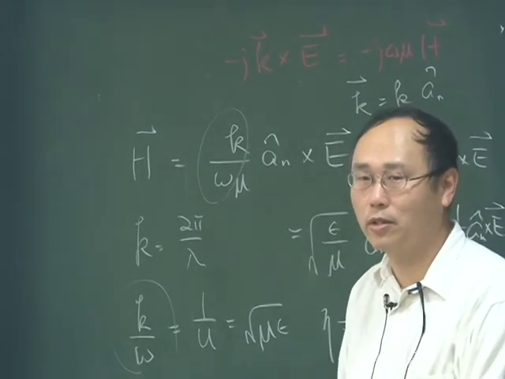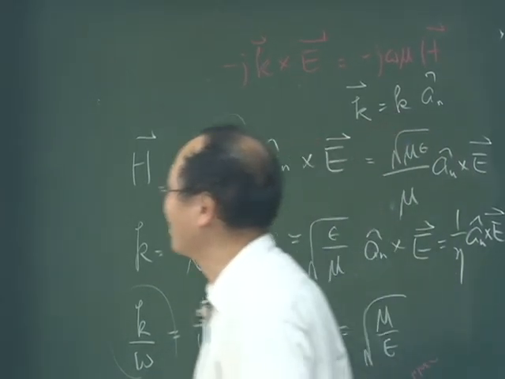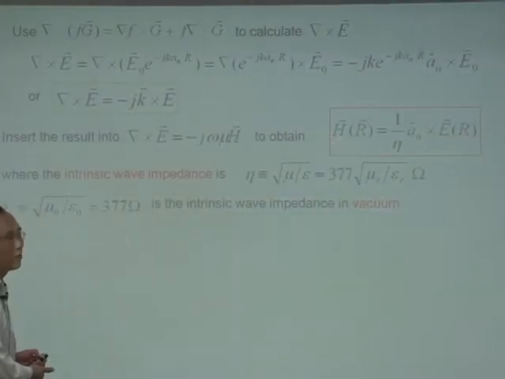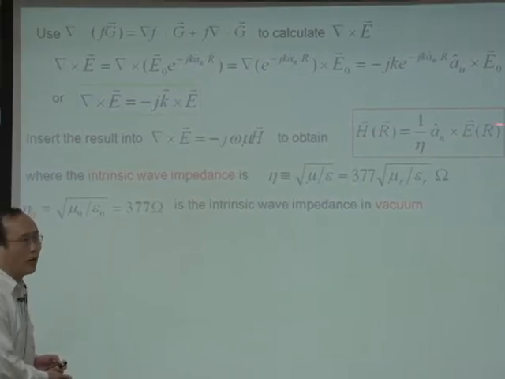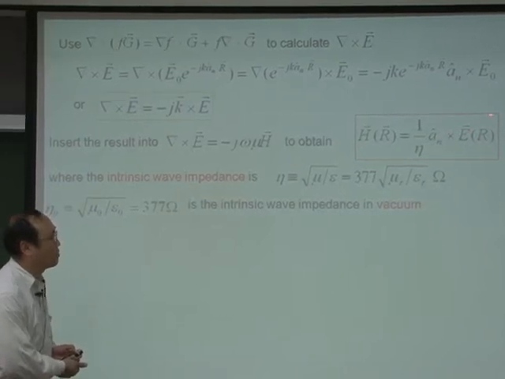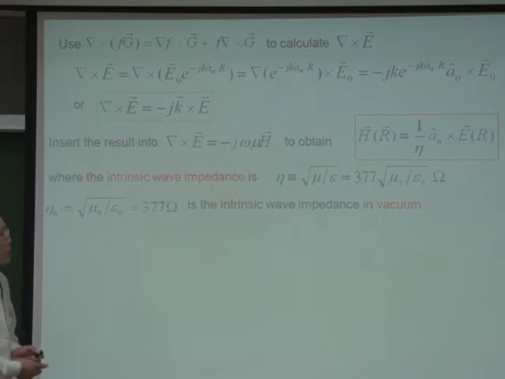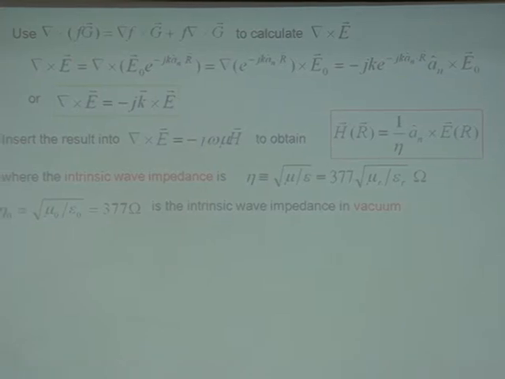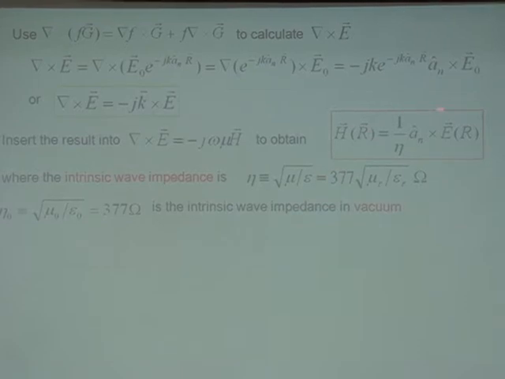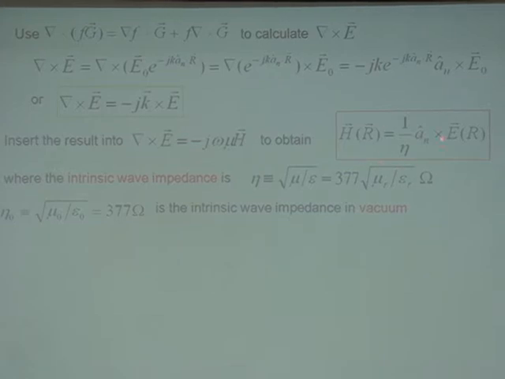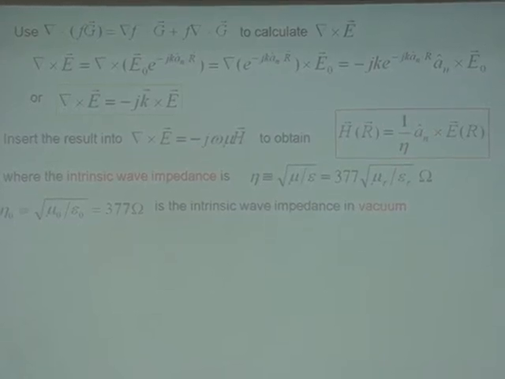So this is a method to find H from E. But in addition, it also tells you the direction relationship between E and H with this cross product. This cross product tells you that H must be perpendicular to both the direction the wave travels and the direction of the electric field. So in addition to the relationship of the magnitude between E and H, you also get the directional information about E and H.